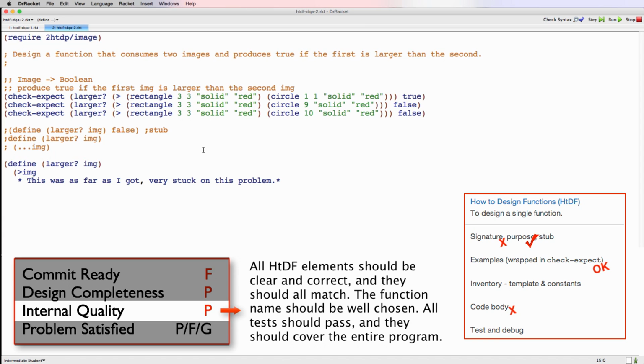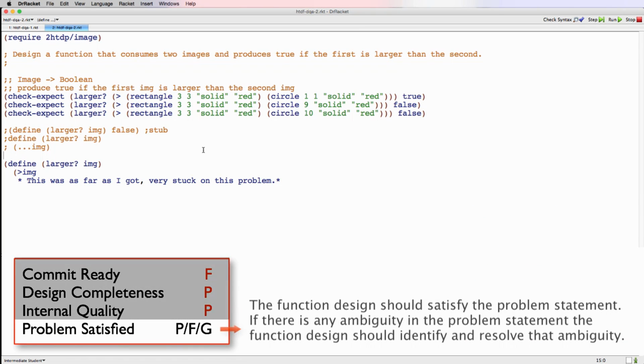And, does this design satisfy the problem statement? Well, there's a rule that we use, which is you don't lose points twice for the same thing. So, this design does satisfy the problem statement, but it doesn't resolve the ambiguity about what larger means. So we'll give this a fair on satisfying the problem statement.